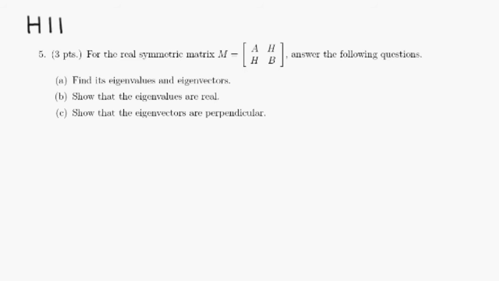Alright, let's look at homework 11, problem number 5. For this given matrix M, we want to find the eigenvalues and eigenvectors, and let's do that. As usual, we just need to solve this determinant equation.